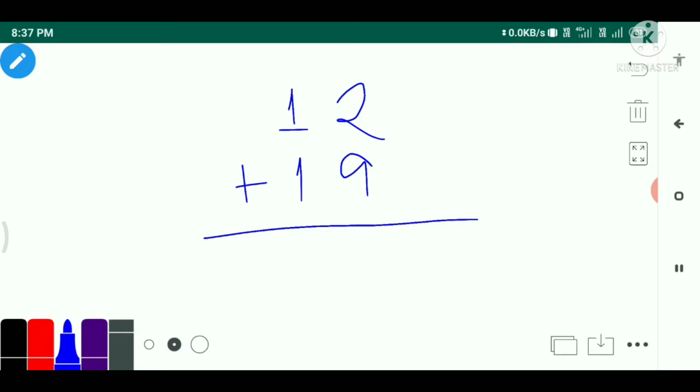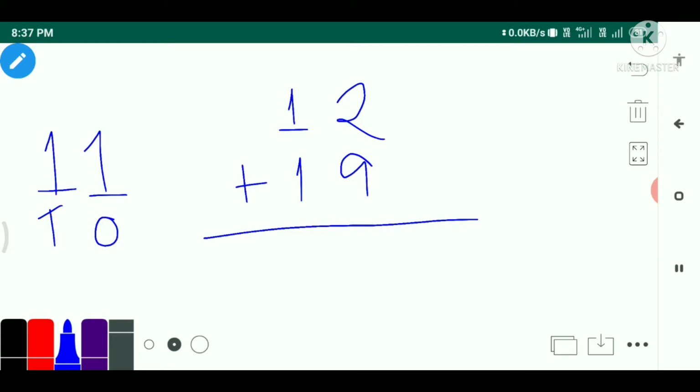Now we'll start from the ones place, right? This one is ones and this one is tens. So now 2 plus 9, it will be how much? 11, right? Now see, 11 is a two-digit number, so this last digit stands for ones place and this number stands for tens place.